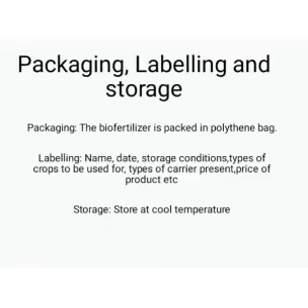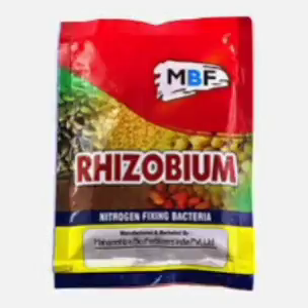Packaging, labeling and storage. Packaging: in different quantities it is packed in polythene bags like 250 grams, 500 grams, 1 kg, 5 kg, etc. Labeling: points to be labeled: first, name of the manufacturer, second, date of manufacturing and expiry, third, storage conditions, type of crops to be used, type of carrier present, amount of product or net quantity, method of application, price of the product, and quantity to be added. Storage: storage is done at cool temperature.